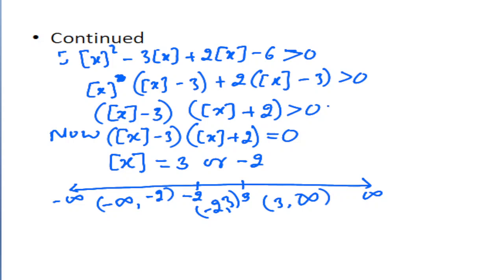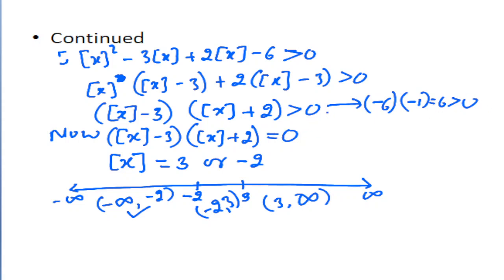Now here we will put a value between minus infinity and minus 2. Take minus 3 here for the greatest integer function x. If you take minus 3, minus 3 minus 3 is minus 6, into minus 1, it is 6, which is greater than 0. So this is one of the domain intervals we have, because the value is greater than 0.